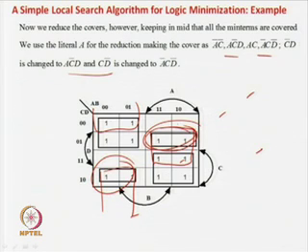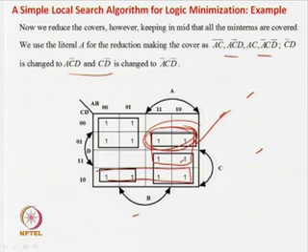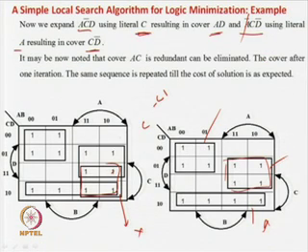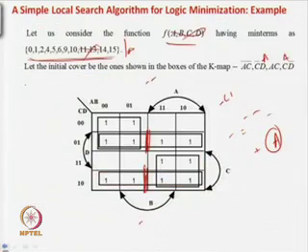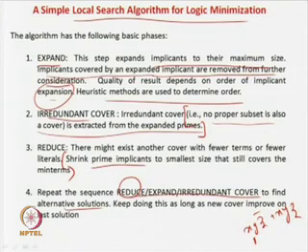Now they have started expanding this one by C, fine, but this one by A. If you expand this by A, you are going to get something like this, which is nothing but this term, this figure. Now if you do this, you find out that this one becomes redundant. So that is what is being said: reduce, expand, and redundant cover.